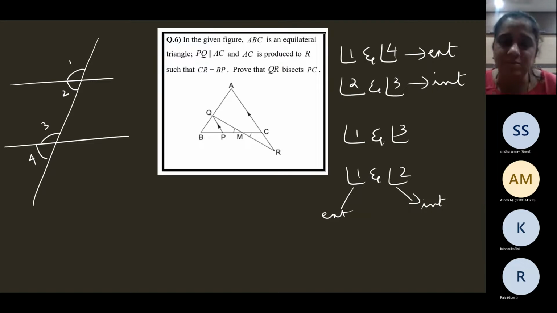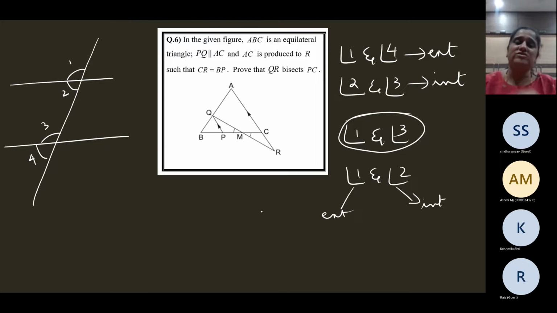Corresponding angles lie on the same side of the transversal. One angle is an interior angle, the other is an exterior angle. But these two angles must not form a linear pair. That's the important condition. You could take 1 and 2, where 1 is exterior and 2 is interior, but 1 and 2 form a linear pair, so they are not corresponding angles. That is why we take 1 and 3. They lie on the same side of the transversal, 1 is exterior and 3 is interior. So 1 and 3 form a pair of corresponding angles.